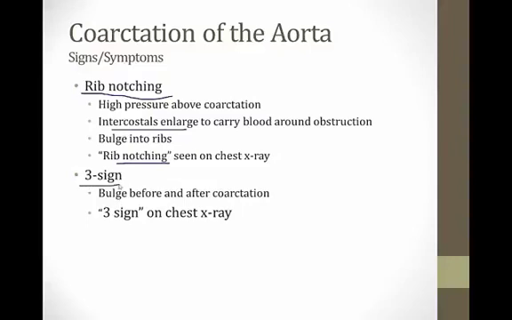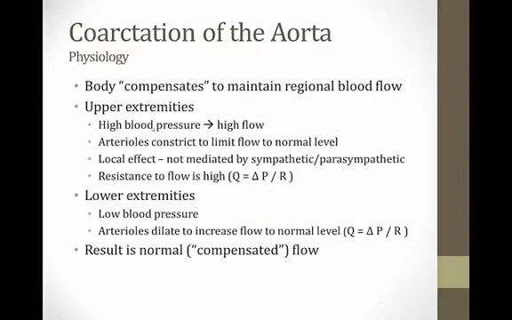Another classic chest X-ray finding of coarctation is called the 3 sign, because there is a bulge before the coarctation and then after the coarctation. So the vessel might look like this. You would see down the side what looks like the number 3 here, and that's called the 3 sign on chest X-ray. Let's talk about the physiology, because this is heavily tested on the board exams.